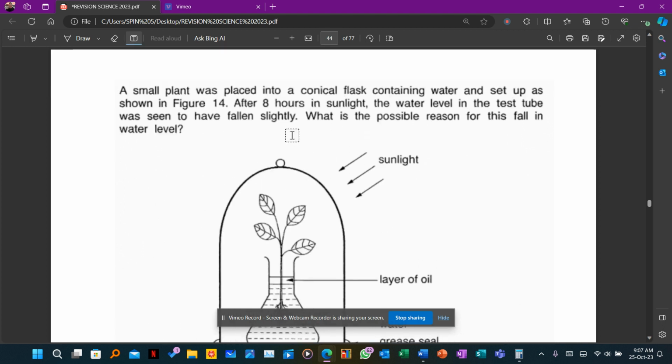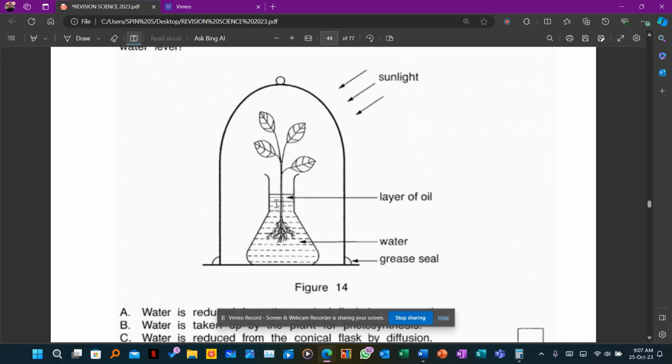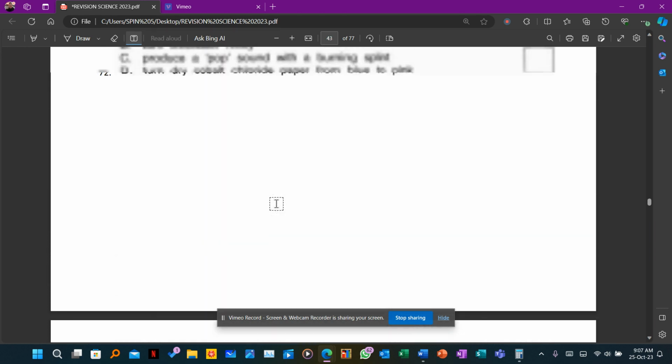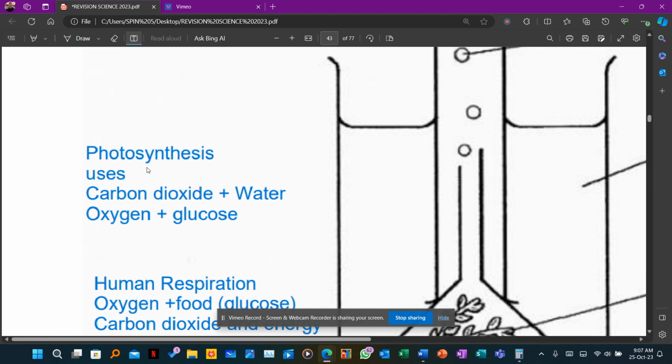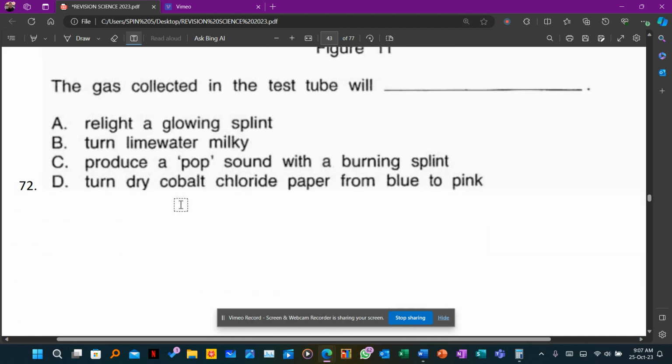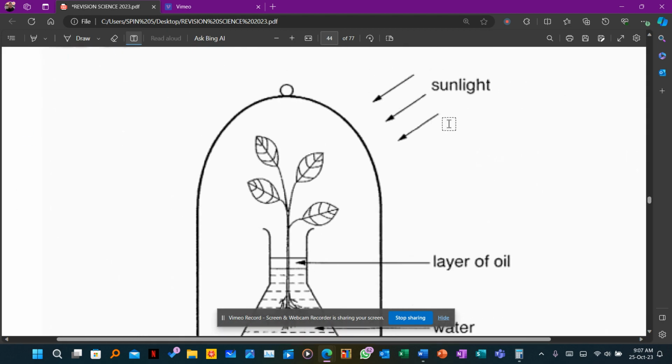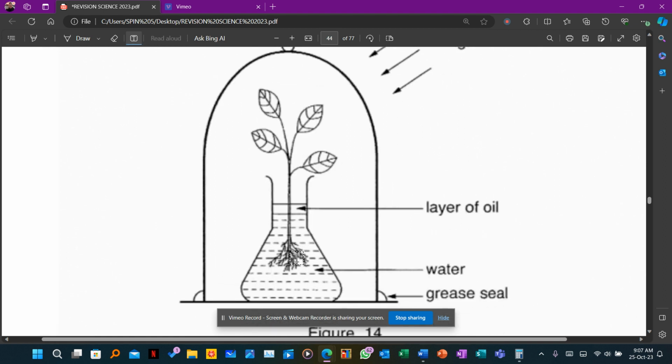The question is asking why is the water level going down? So as you see here, photosynthesis uses water. As long as there is sunlight that allows the plant to photosynthesize, the water will become less and less and less and less. And then why is there a layer of oil there, sir? The layer of oil actually prevents the water here from evaporating, prevents evaporation.